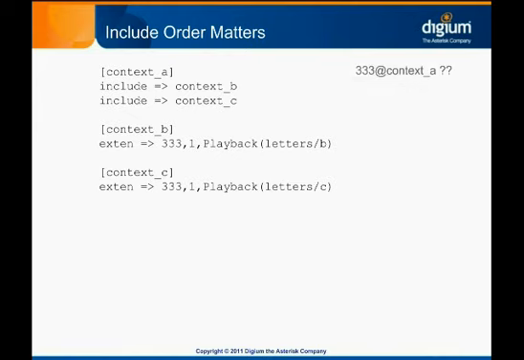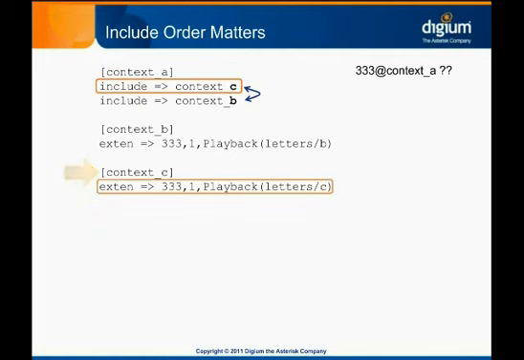When a user dials 333, the call begins in context A. Asterisk searches context A for a match, but will be unable to find one, and will look for a match in the first included context listed. Context B is listed ahead of context C, so Asterisk will look for a match in context B. When it finds a match, the letter B will be played back. But if we reorder the include statements so context C is ahead of context B, then when Asterisk searches context A, it will find context C first. Asterisk looks in context C, matches on extension 333, and the letter C is played.